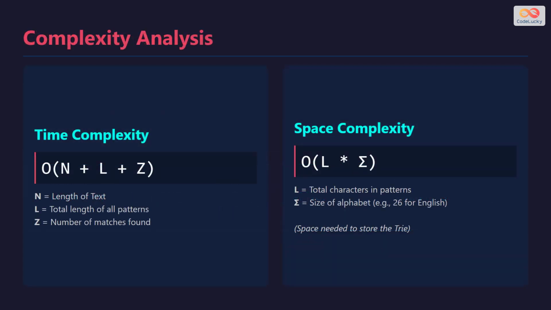This algorithm is extremely efficient. The time complexity is linear, proportional to the length of the text plus the total length of the patterns plus the number of matches found. It is much faster than the naive approach.